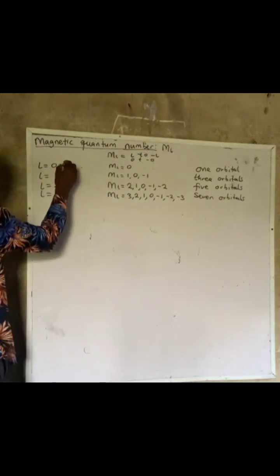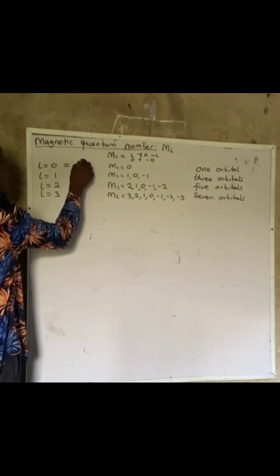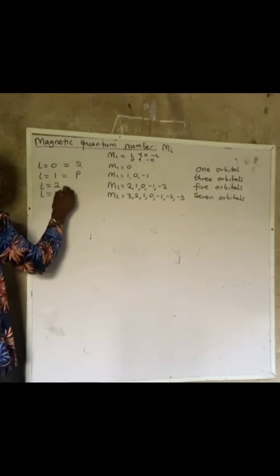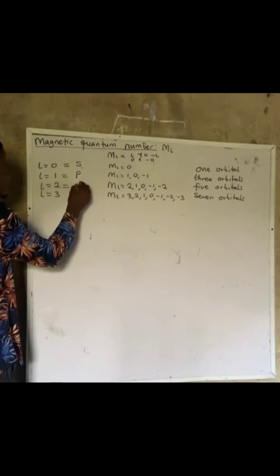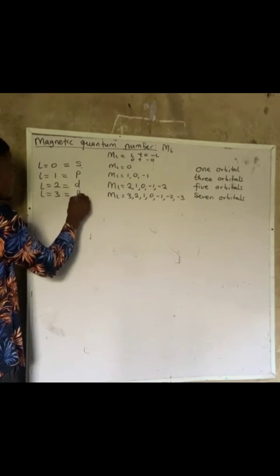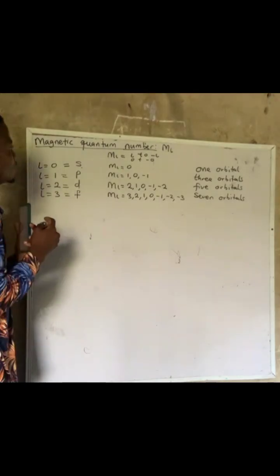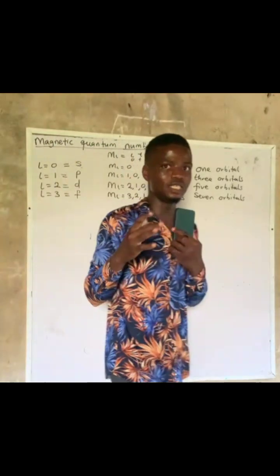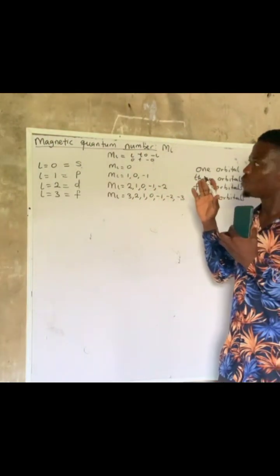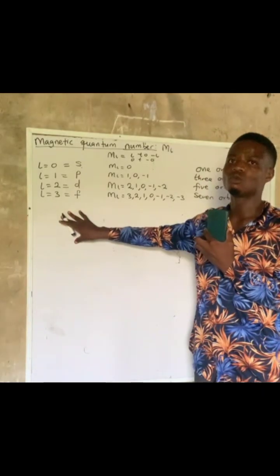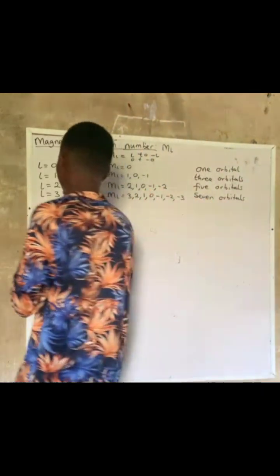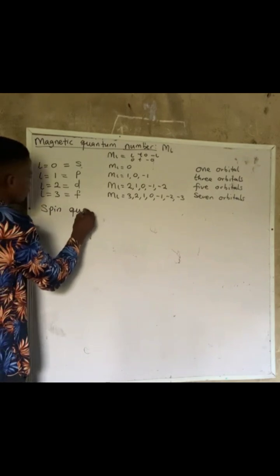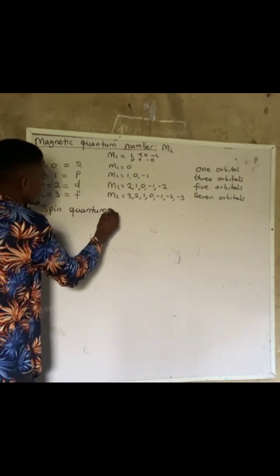So when L equals 0, this is the S subshell. When L equals 1, this is the P subshell. When L equals 2, this is the D subshell. When L equals 3, this is the F subshell. So the last, but not the least, is the spin quantum number.